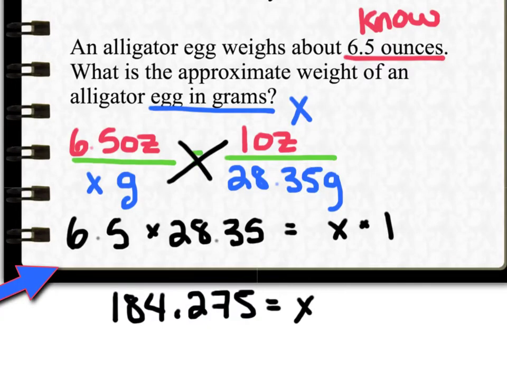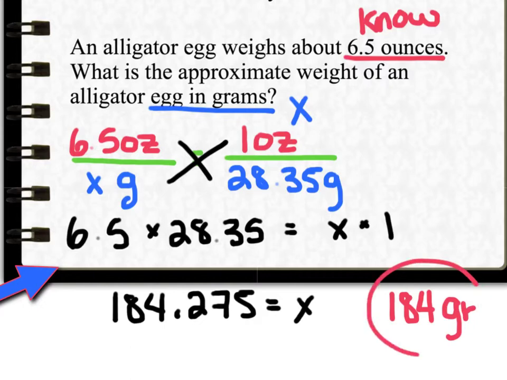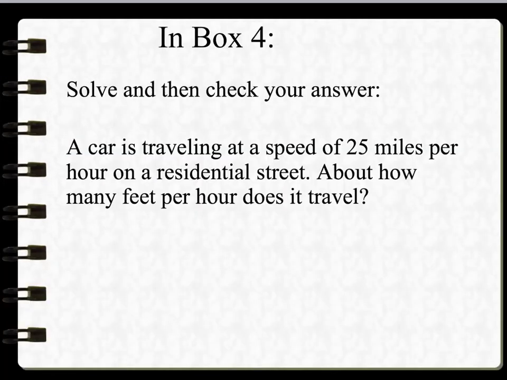Solving for X gets you 184.275, which means that the approximate weight of an alligator egg in grams is approximately 184 grams. And that's your final answer. Make sure you have this written down. And let's go on to problem number 5. And by 5, I really meant 4. Please solve this problem on your own. When you're done, hit play and you can check your answer.